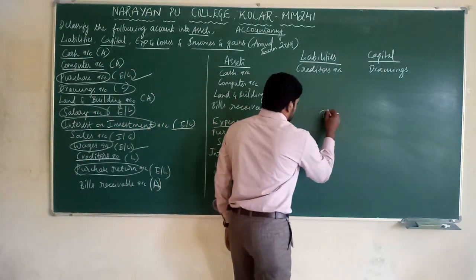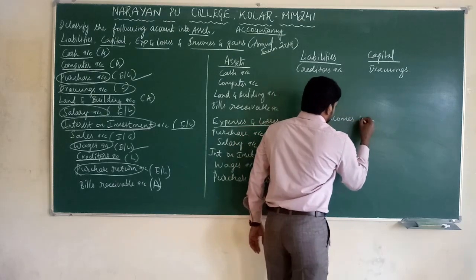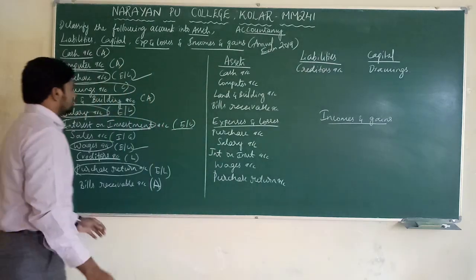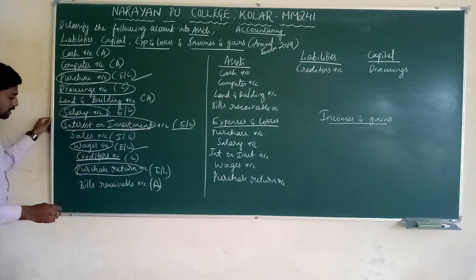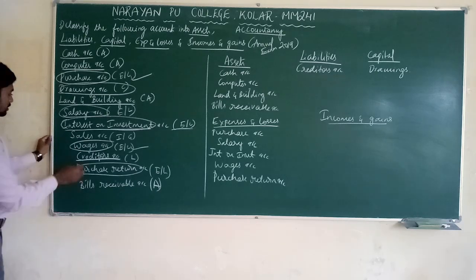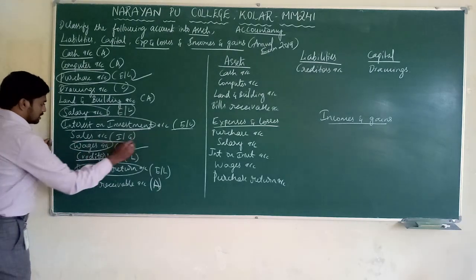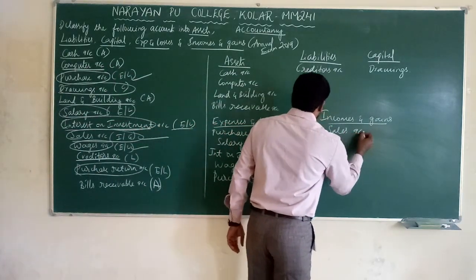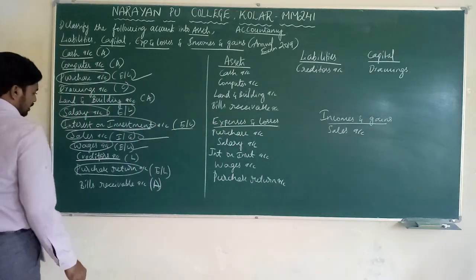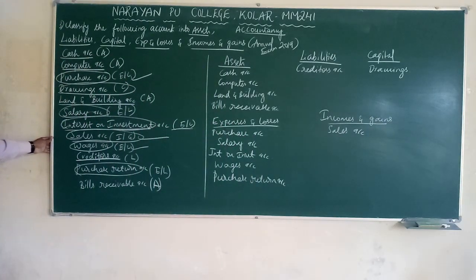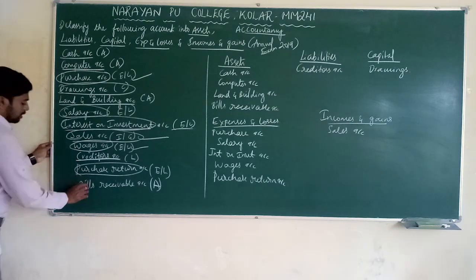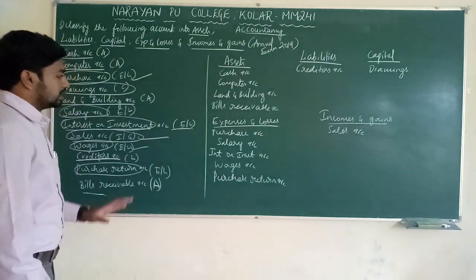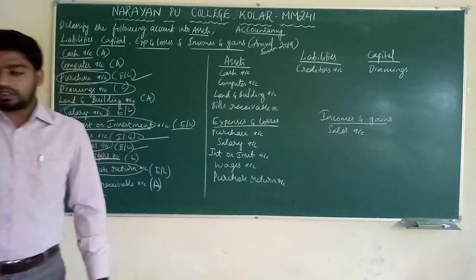Last one, incomes and gains account. Which are the items concerned? Sales account. Next, does any other income come under incomes and gains? No, we have done all the parts. These are the classifications which you have to do. Are you understanding it? Write it very clean in the notes.